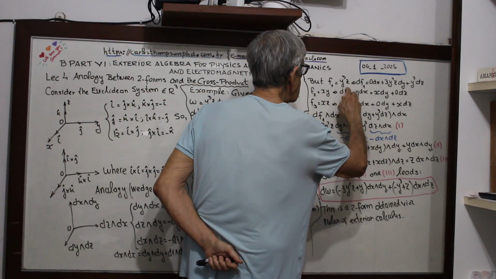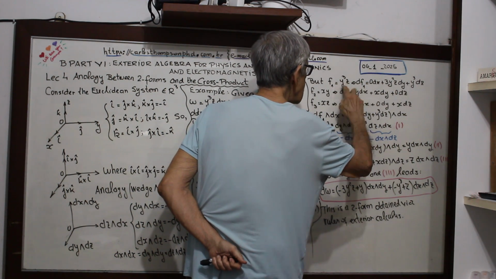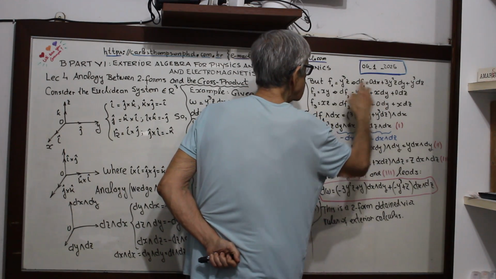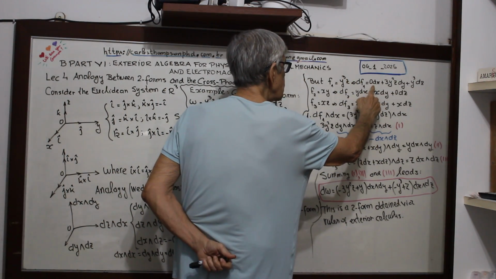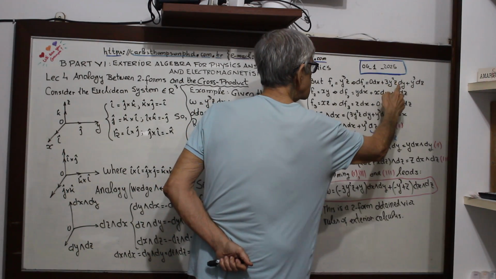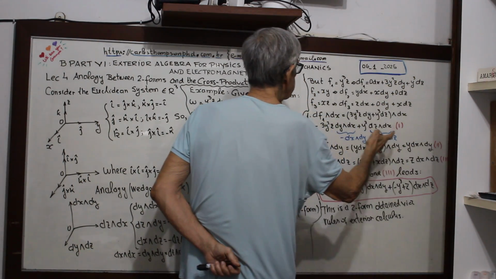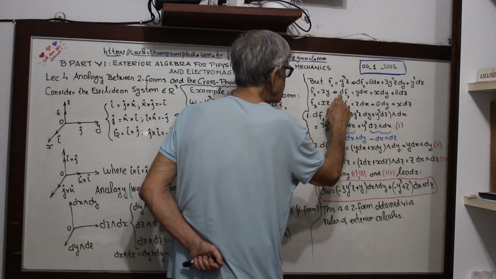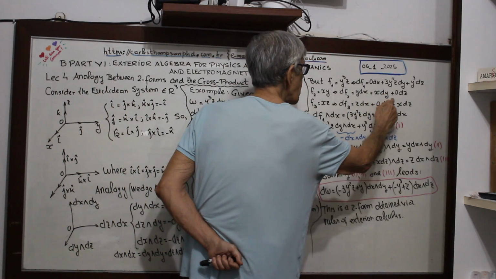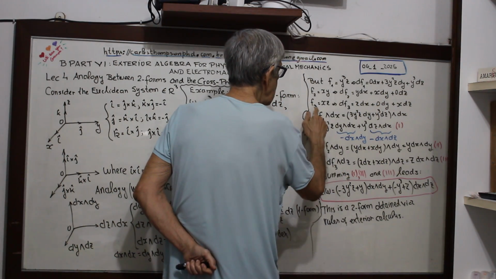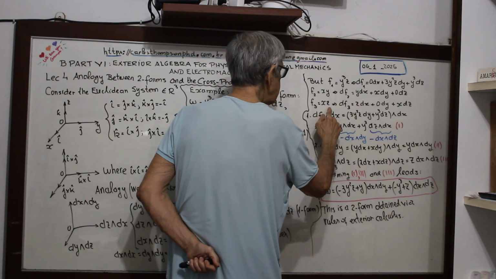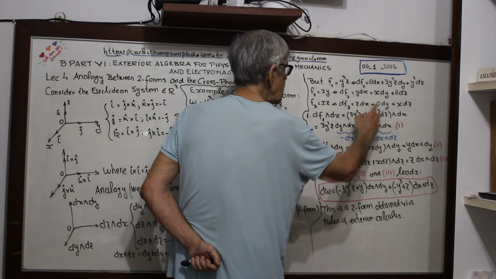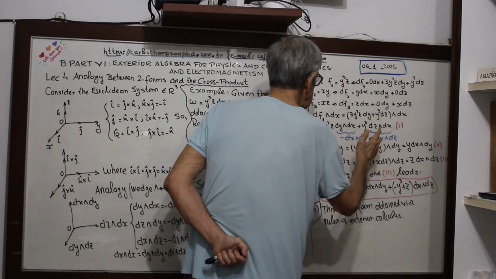Let's take f1, y cubed z, and apply the differential: df1. This is partial f1 with respect to x. There is no x here, so this will be 0. Plus 3y squared z dy plus y cubed dz. Likewise f2 is xy. There is no z here, so df2 is y dx plus x dy plus 0 dz. f3 is xz, there is no y here, that's why the partial derivative with respect to y is equal to 0. So this is z dx plus x dz.